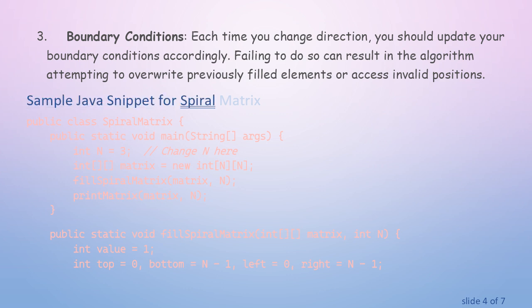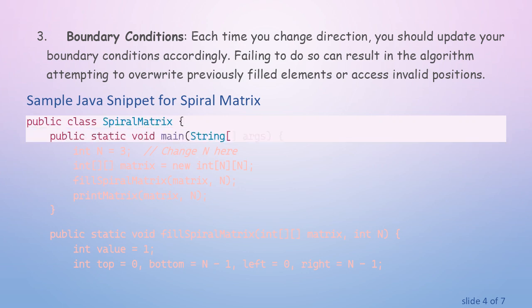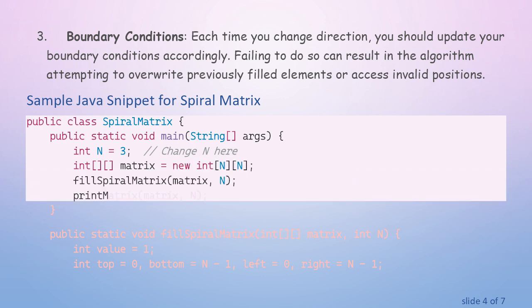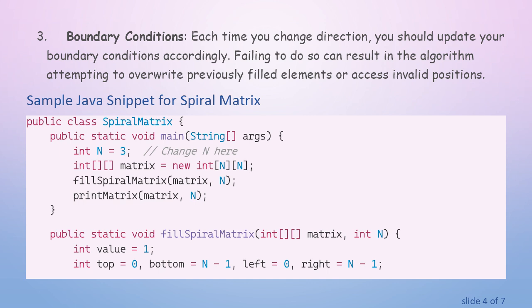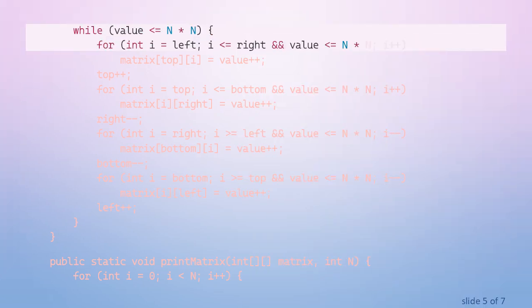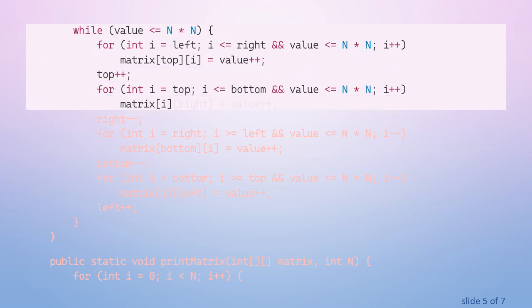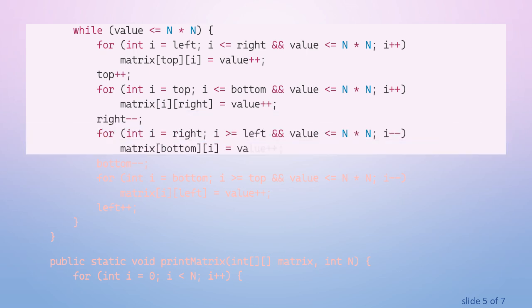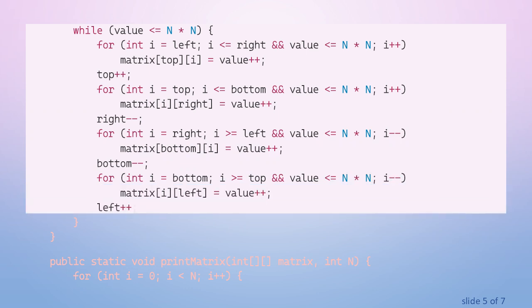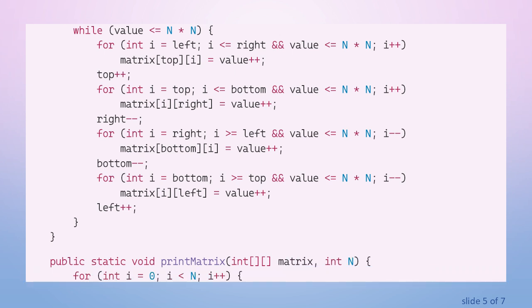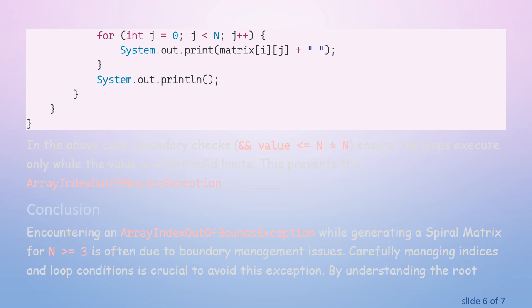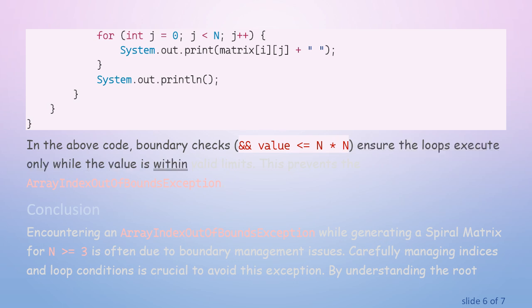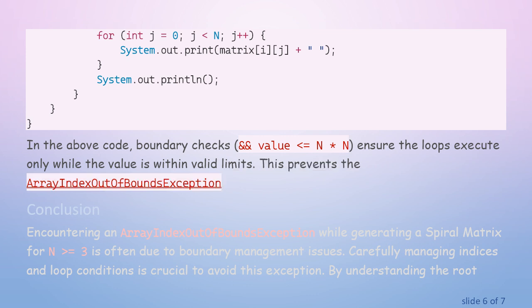Sample Java snippet for spiral matrix. In the above code, boundary checks and n value equals n asterisk n ensure the loops execute only while the value is within valid limits. This prevents the ArrayIndexOutOfBounds exception.